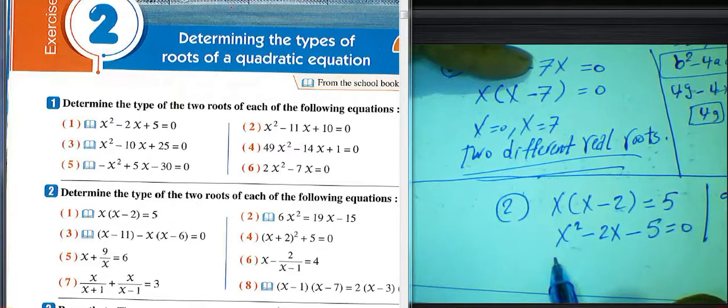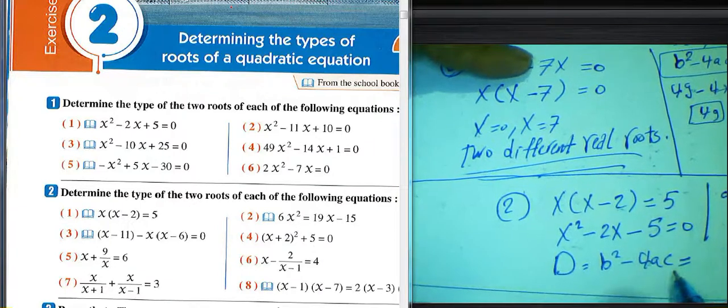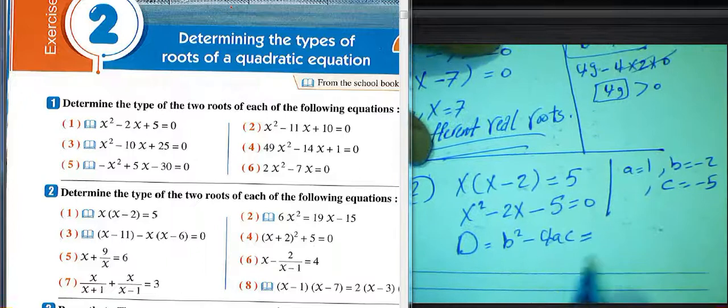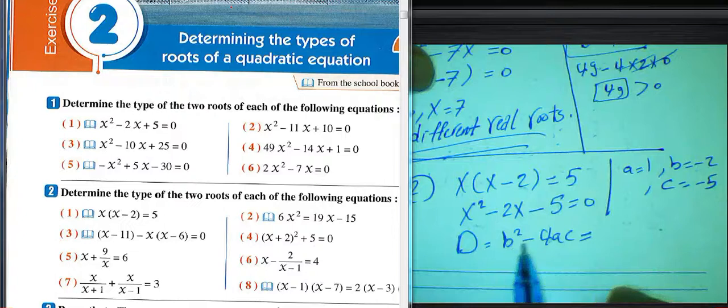So we will find the discriminant. We write b^2 - 4ac. Pay attention with me. We find a, b and c, and then we find the discriminant, b^2 - 4ac.